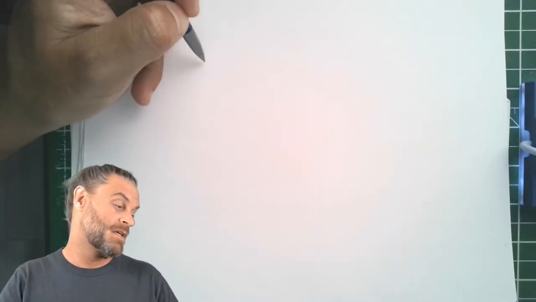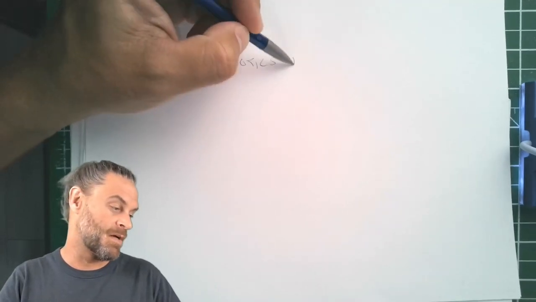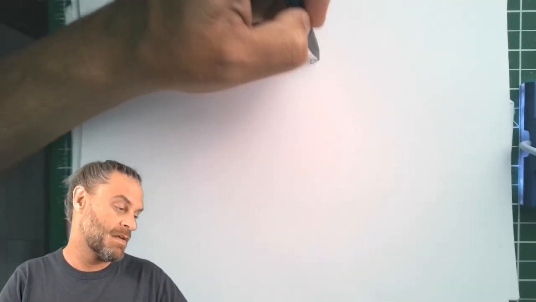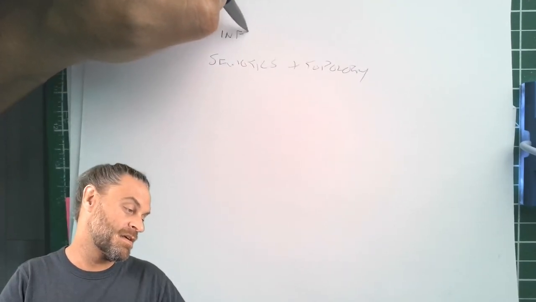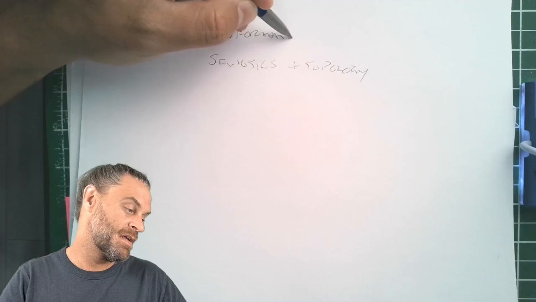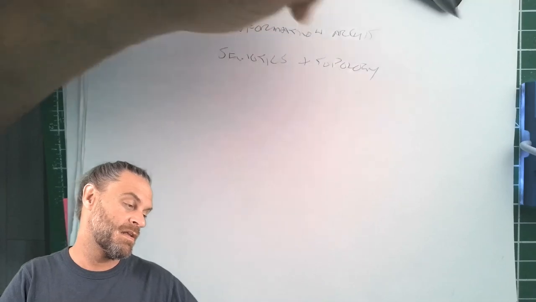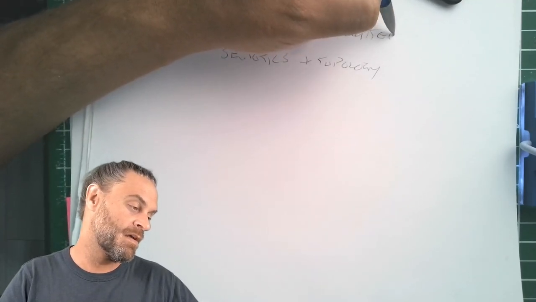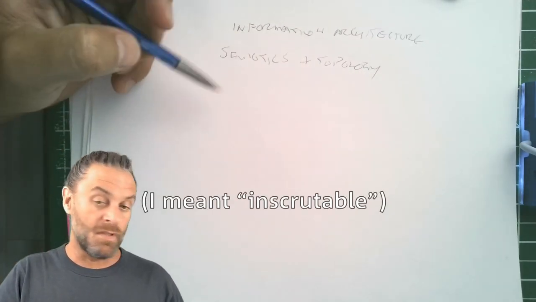Yeah, so I forgot and then I remembered and then forgot and then remembered what I was going to talk about, and that is semiotics plus topology. And that is information architecture. You're gonna have to put up with me and my intractable writing.